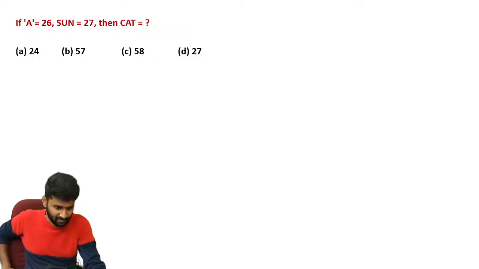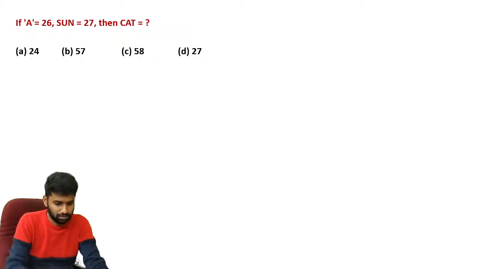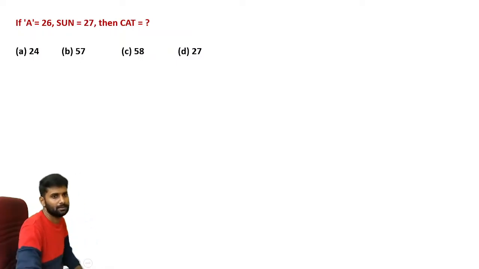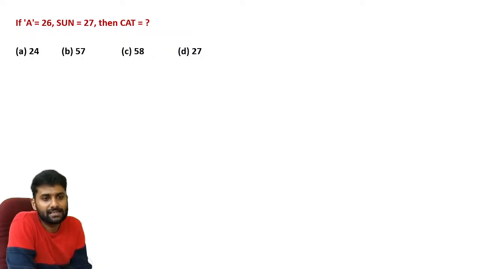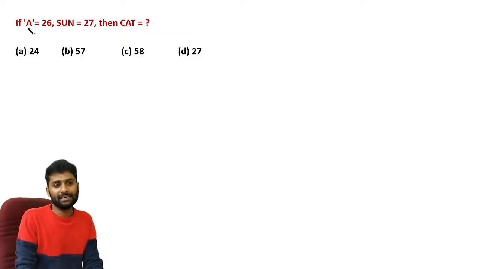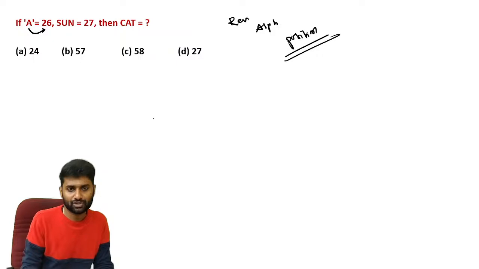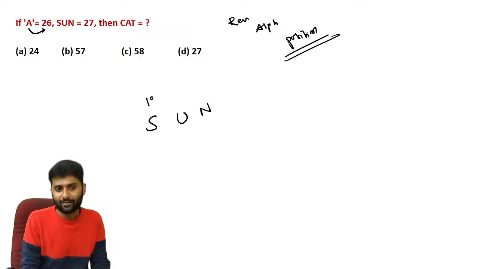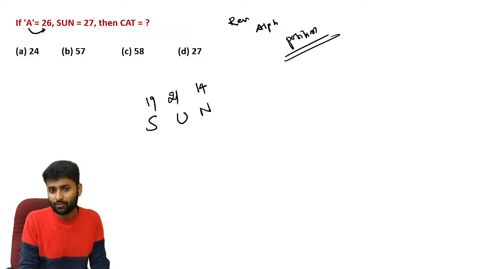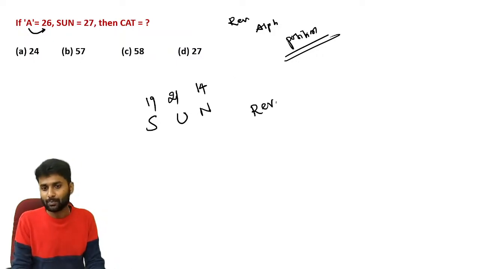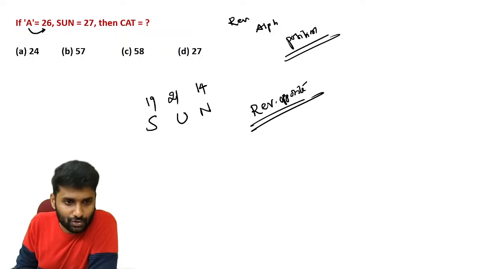Let's find the logic here. Now see, here A is 26, Sun is 27, Cat. Guys, here A is 26, which is the reverse alphabetical position. So for the given logic in the question, you have to take all the reverse alphabetical positions. S, U, N. Let's take the alphabetical positions. S is 19. U, what about U? U is equal to 21. N is equal to 14. If you want the reverse alphabetical position, if you remember the opposite pairs, then you will get the reverse alphabetical position, guys.